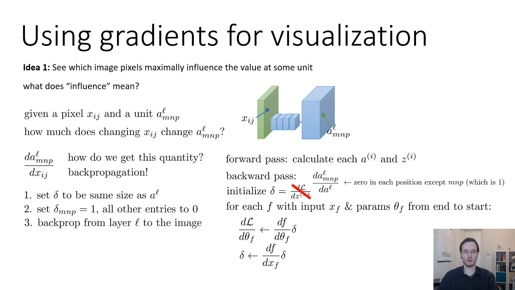Then run backprop from layer L all the way back to the image, and read off the quantity you want, dA_mnp/dx, as just the delta you get at the input image. That delta will be the same size as the image, and the numerical values in it will represent how much each pixel in the image affects the unit that you care about. In terms of actually implementing this, it's very simple. You can use exactly the same backpropagation implementation that you would use for training your neural net, only now you'll use it to compute these derivatives of activations with respect to images.